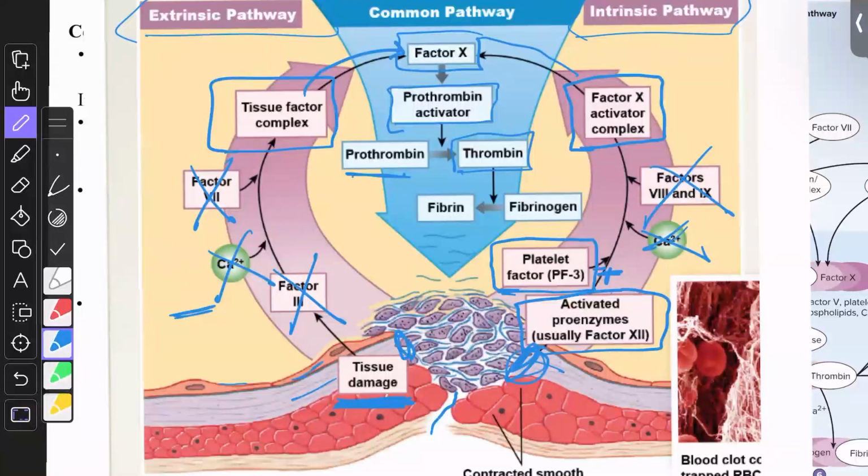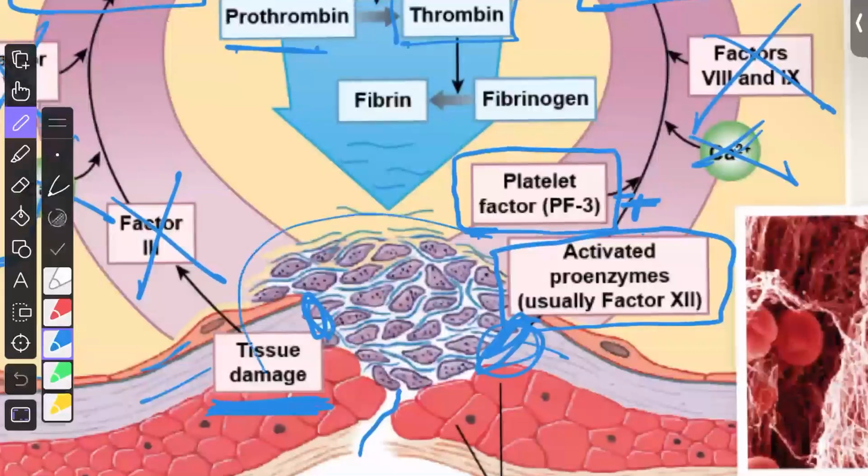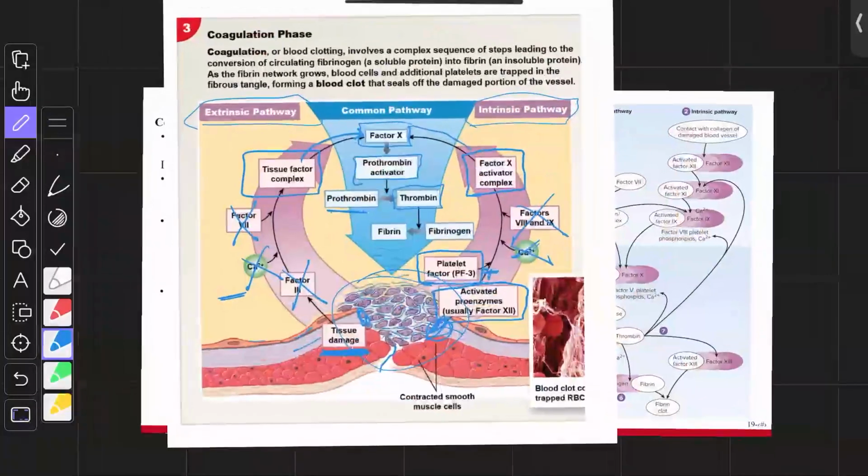The end goal is that we end up with this clot that seals off both ends of the vessel so that the blood flow stops. Vascular spasm will then relax, and then cell division will start to take place and they'll start to repair that vessel. And in the process of that happening, we will have clot retraction.